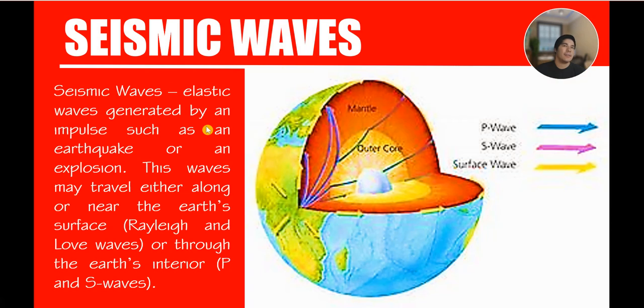Seismic waves are elastic waves that are generated by an impulse such as an earthquake or an explosion. These waves may travel either along or near the Earth's surface or through the Earth's interior. We have body waves, the P and S waves, and we also have surface waves, the Love and Rayleigh waves.